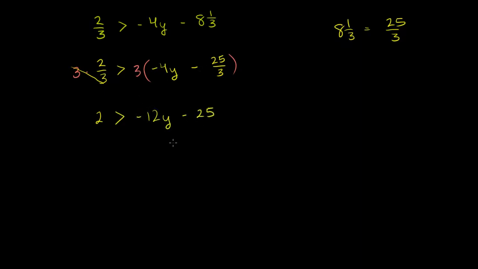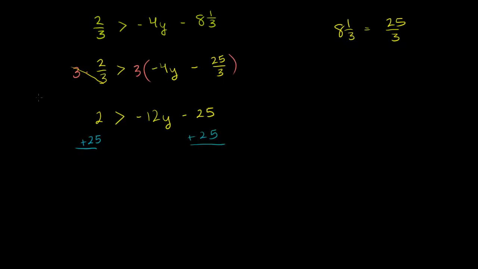Now, we want to get all of our constant terms on one side of the inequality and all of our variable terms on the other side. The only variable here is y. The y is already sitting here, so let's get this 25 on the other side of the inequality. And we can do that by adding 25 to both sides of this inequality.